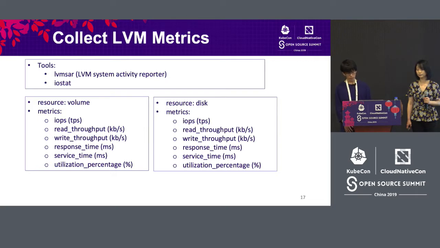There is an LVM exporter in OpenSDS to collect LVM metrics. The LVM exporter uses the LVM system activity reporter and iostat in its node. Supported metrics are currently IOPs, read throughput, write throughput, response time, service time, and utilization percentage for volume and disk resources.